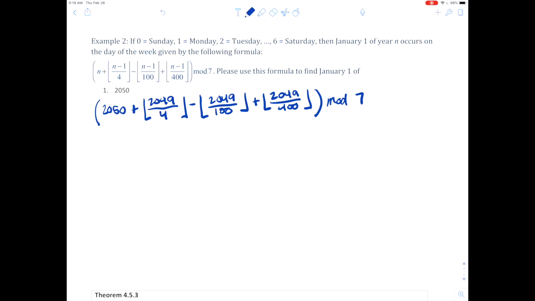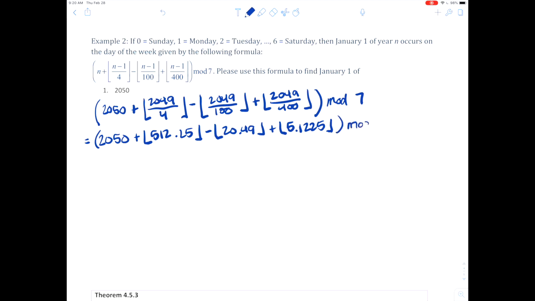So, all right, doing some computations. I already kind of did the work on the calculator, so this would give us 2050 plus the floor of 512.25 minus the floor of 20.49 plus the floor of 5.1225.